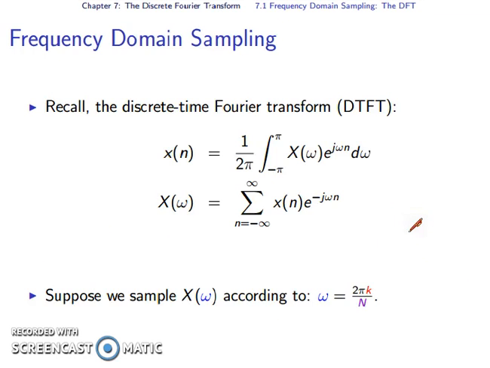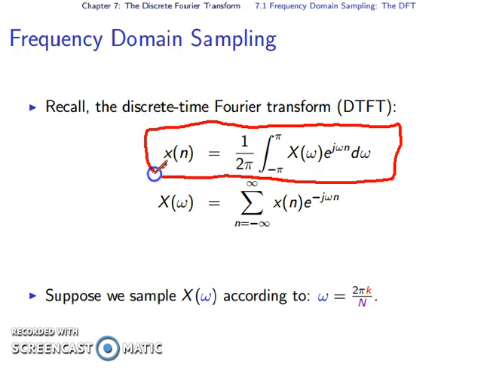Now here we will recall the discrete time Fourier transform, DTFT. In this case, x of n can be written as 1 by 2 pi into the integral from minus pi to pi of X of omega into e raised to j omega n d omega. And for the frequency samples, X of omega, the analysis equation, is the summation from n equal to minus infinity to plus infinity of x of n into e raised to minus j omega n.